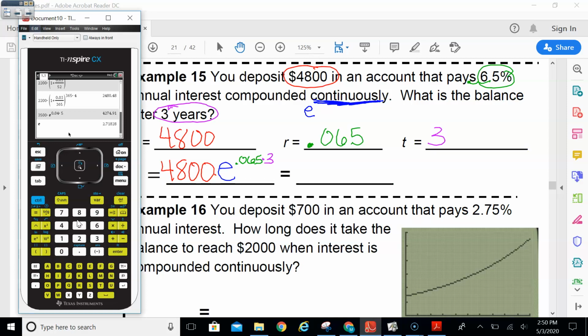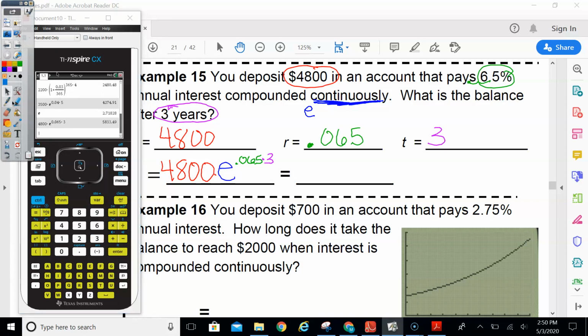And this one is probably just to type the whole thing in and not do the copy paste. You can do the copy paste if you want, but it's not that much work to type it in. 0.065 times 3. And we get that we have $5,833.49.